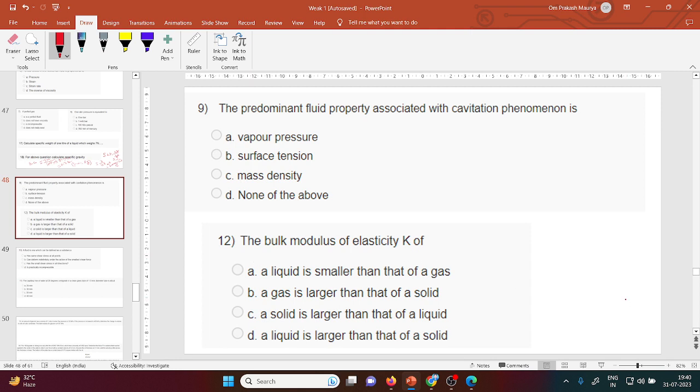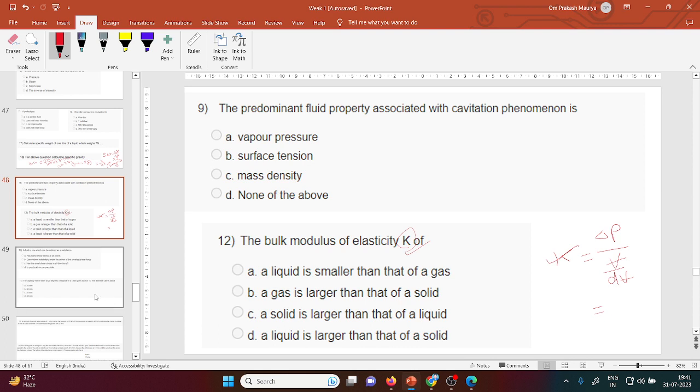The bulk modulus K is the change in pressure divided by the change in volume. This is the definition of the bulk modulus, and it is not only for solids, it is also for liquids. So this is the formula, and based on this formula, I have some questions.